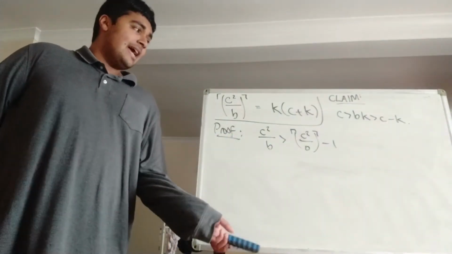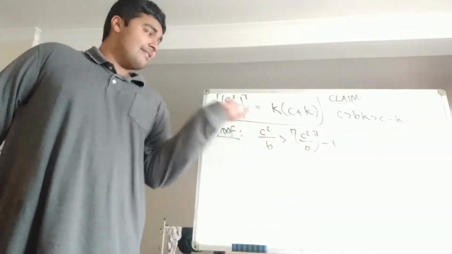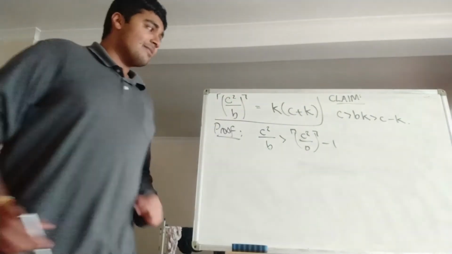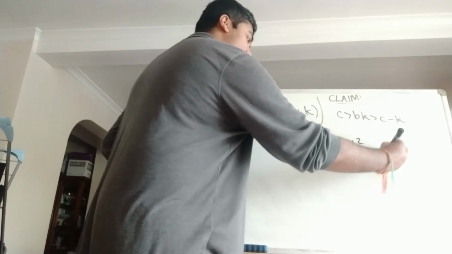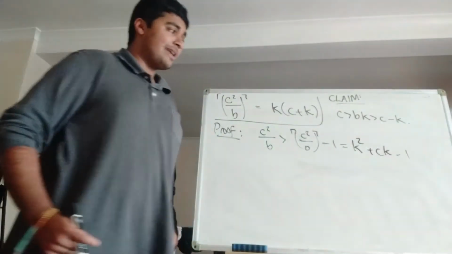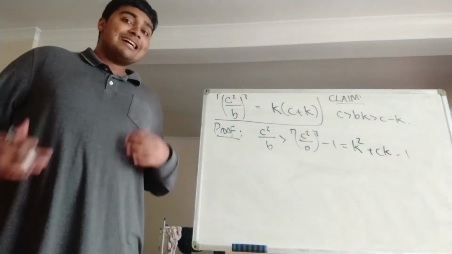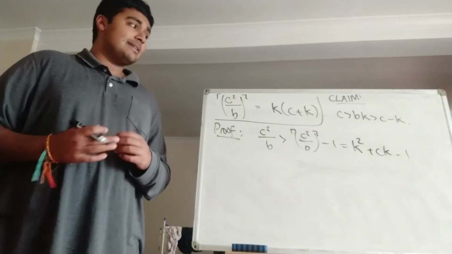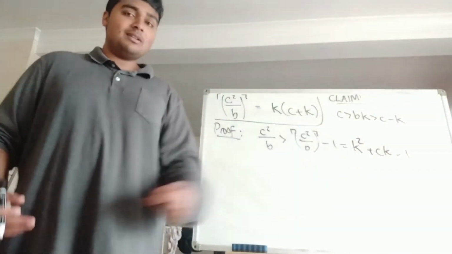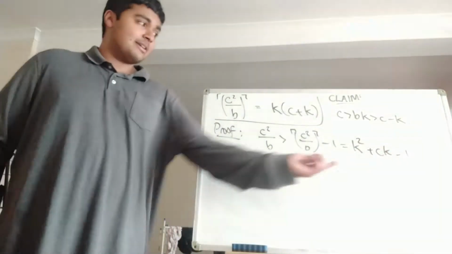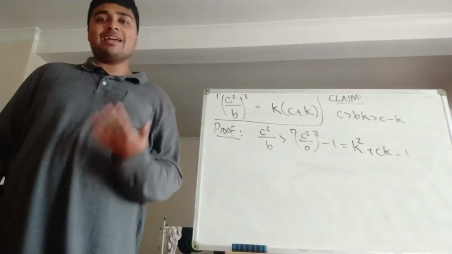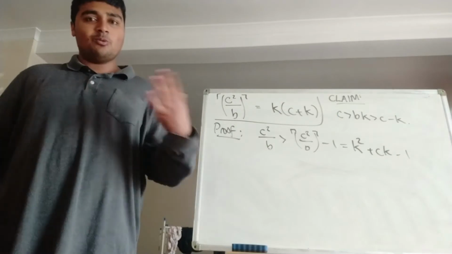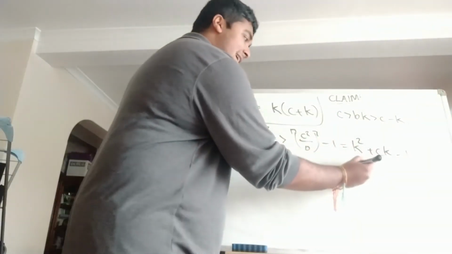Let's proceed, and notice that this guy here is exactly the same as that guy there, and that of course is just k times c plus k, so that's k squared plus ck, and then of course the minus 1 we have there. Now remember from before, k is a positive integer, so it's at least 1, so k squared is at least 1, so k squared minus 1 will be at least 0. So this thing here is bigger than or equal to ck.